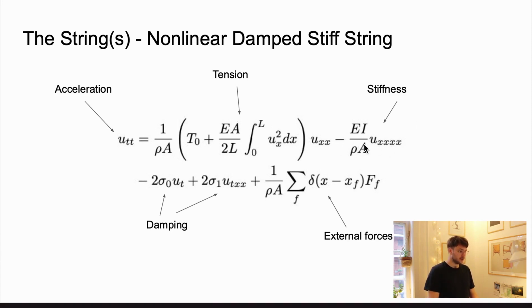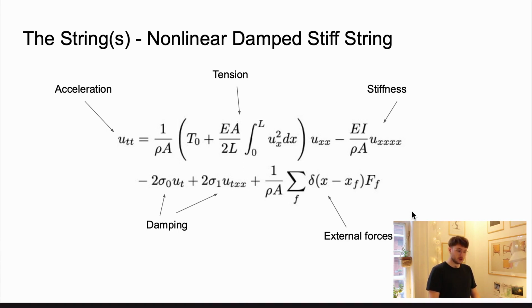The next term here is the restoring force due to the stiffness of the string material. So if you have a stiff material and you displace it, it is going to want to spring back again, and this term describes that behavior. Next we have a couple of terms that deal with damping, and the second term here implements frequency-dependent damping, so that higher frequency partials die out faster than lower frequency ones. And lastly, we have external forces acting upon the string.